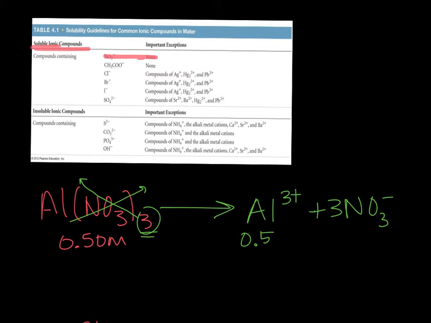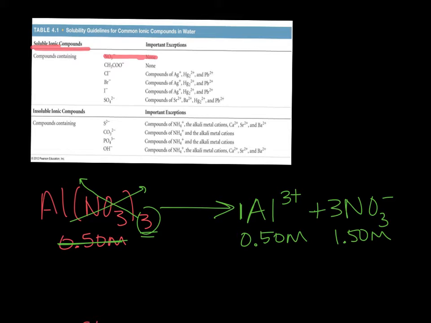0.5 molar solution of aluminum. And I'm going to have 3 times that for nitrate, because for every single one of these aluminums that are made, we make 3 nitrates. So there's 3 times as much nitrate in the solution than there is aluminum. And all of this really goes away. We don't have any of that in solution because it completely dissolves. Of course, unless it's past the saturation point, which we're not worried about right now.